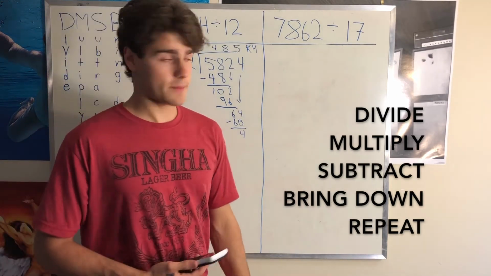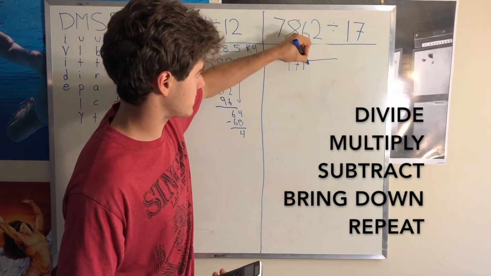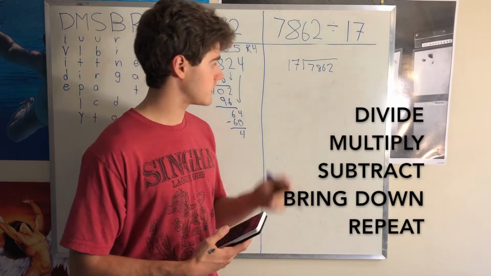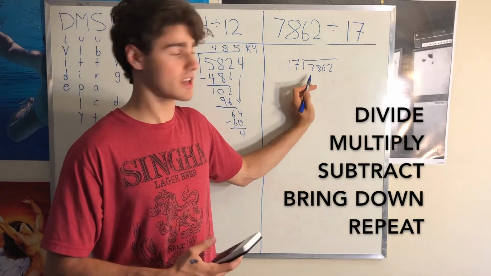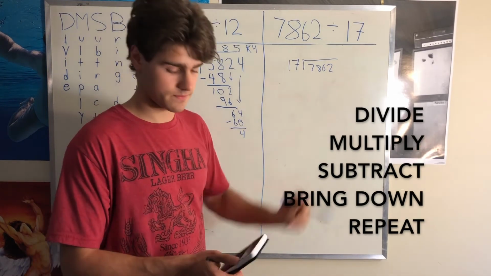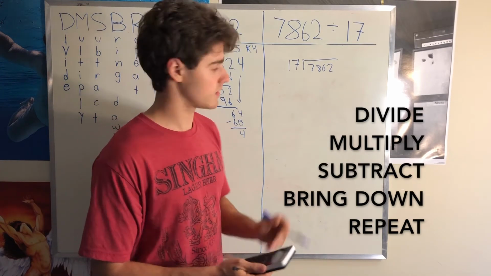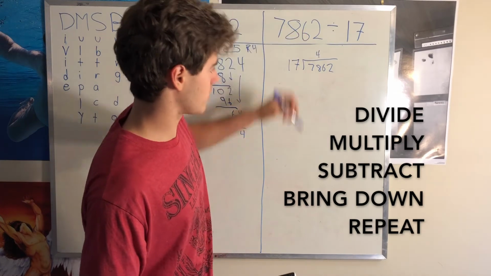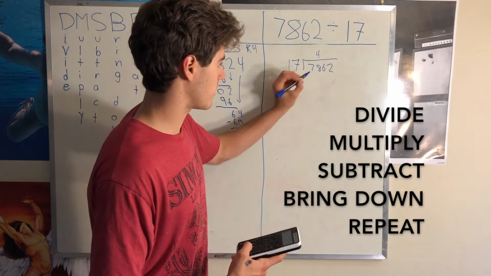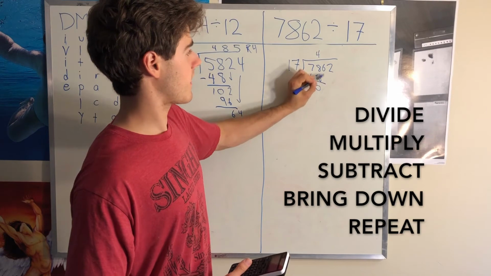So we're going to follow the same steps as before. We have 17 dividing into 7,862. Okay, so again, we start with 7. We clearly see that 7 is less than 17, so we're going to move on. Now we're working with the number 78. 78 divided by 17 is 4 point something. All we care about is the number before the decimal. And now we're going to go 4 times 17 for multiply. 68 is the result, and we're going to subtract. We get a 10, and we bring down the 6.